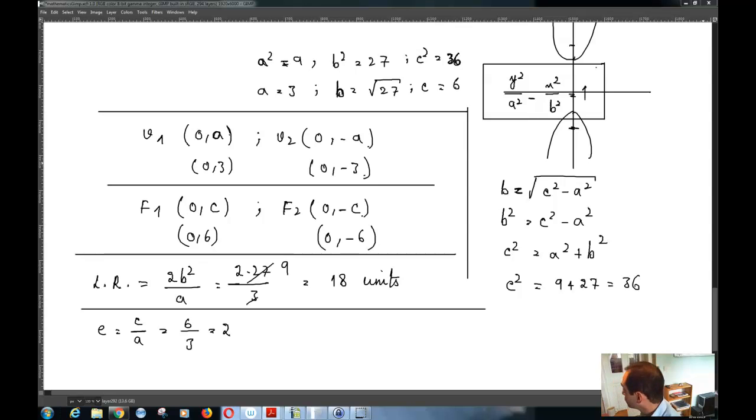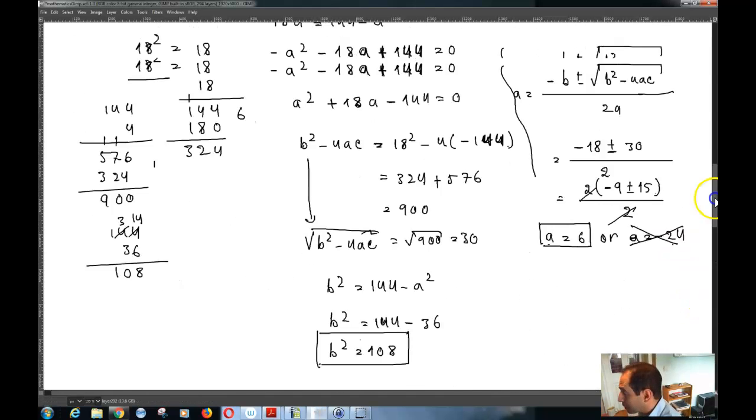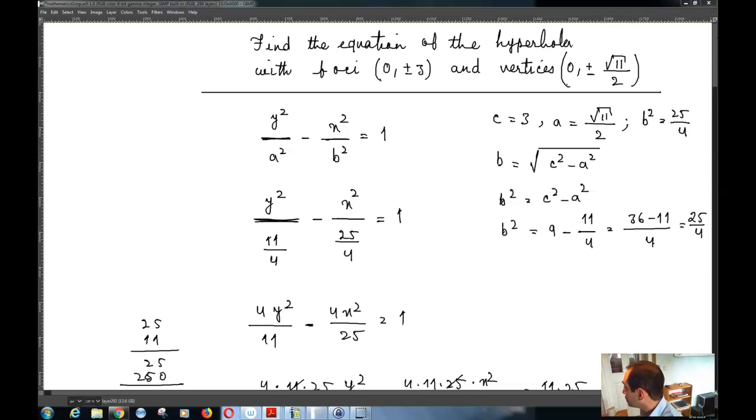So number 2: plus or minus 0, plus or minus 6; 0, plus or minus 3; and then E is equal to 2, and the latus rectum is 18 units. Okay, so number 3.